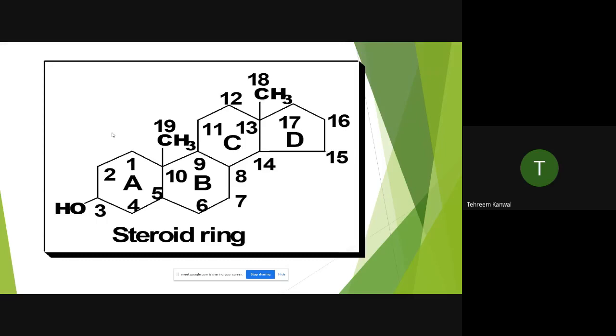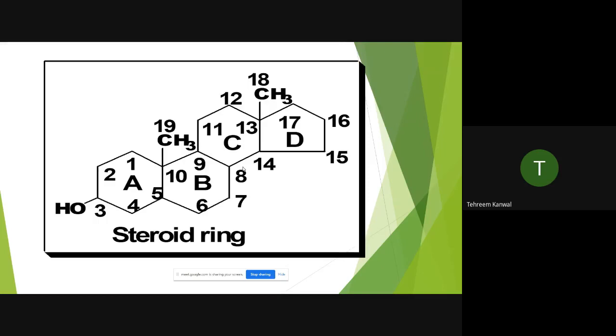This is the main structure of a sterol ring. It contains four ring structures. Three of them are hexane rings, while one is a five-carbon structure. This is a very important structure, and you should have some orientation about it. This structure contributes to its hydrophobic nature.